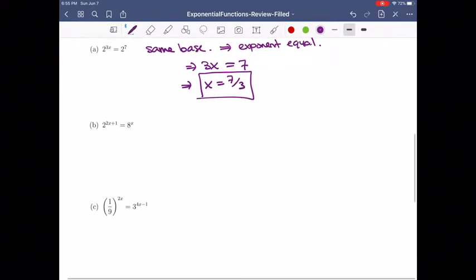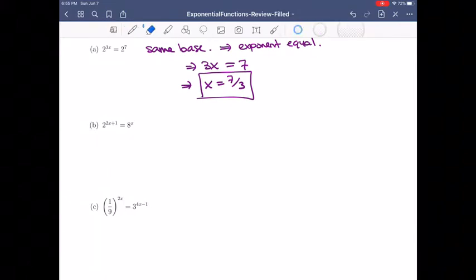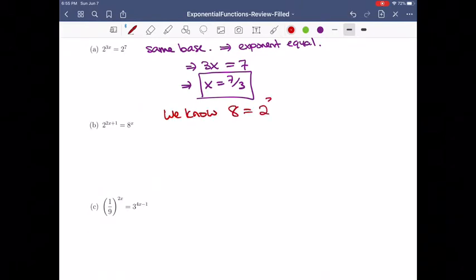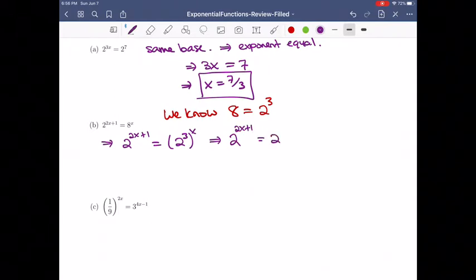What if they're not the same base? So here we have 2 to the 2x plus 1 is equal to 8 to the x. We don't have the same base, but we actually know that 8 is base 2. It's 2 to the 3. So we can rewrite this equation using base 2. So it's 2 to the 2x plus 1 is equal to 2 cubed to the power x. When you have a power to a power, you multiply the exponents. So this is 2 to the 2x plus 1 should equal 2 to the 3x. Now we have the same base, so we know that the exponents should be equal.